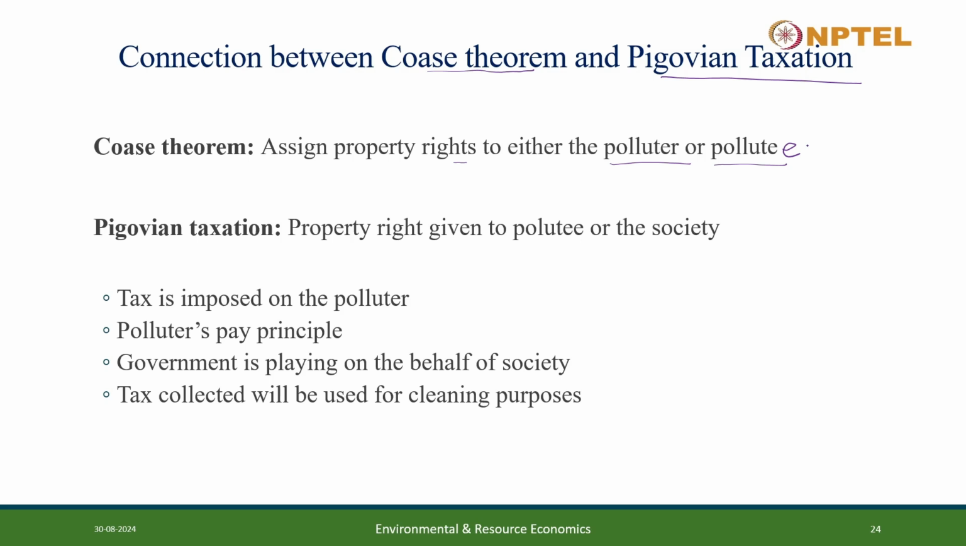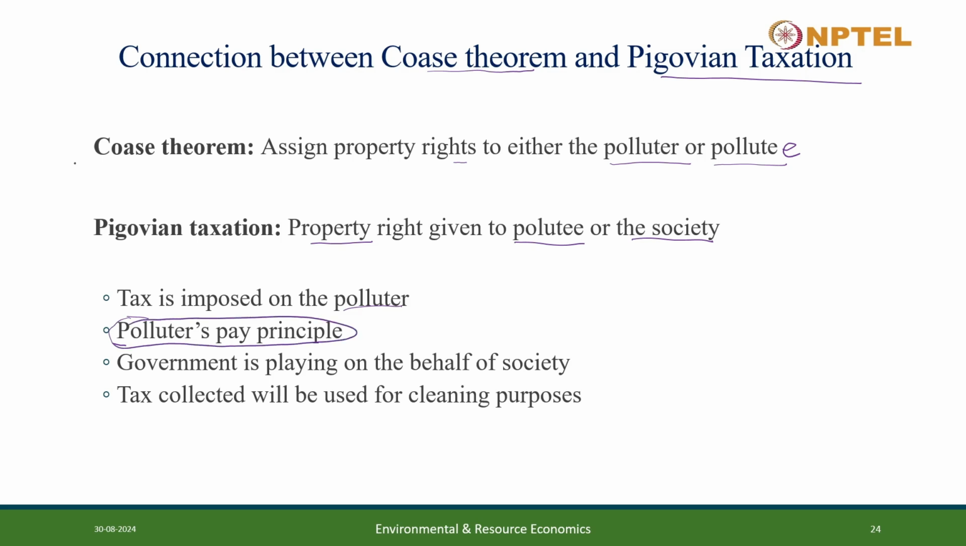However, in the Pigovian taxation, the property right is given to the pollutee or the society. The tax is imposed on the polluter for the pollution, and they have to pay the tax for environmental degradation, for polluting the air, for polluting the water. Whichever case is applicable, they have to pay a certain level of tax. So this principle is known as the polluter pay principle.